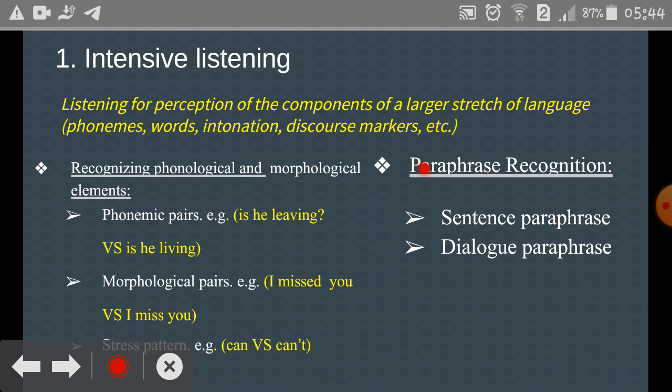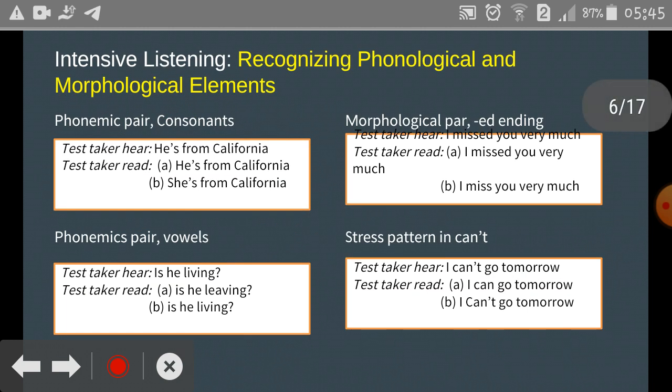Another way to assess intensive listening is to use paraphrase recognition, like sentence paraphrase or dialogue paraphrase. For example, here it is the example of recognizing phonological and morphological elements. The first one is the phonemic pair, consonant. For example, the test taker or the student hears, he is from California.